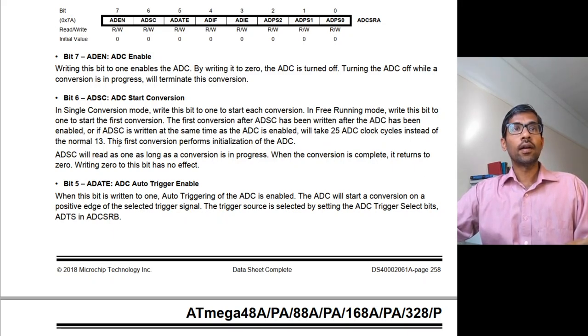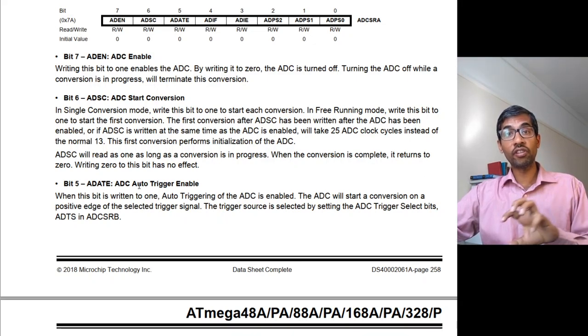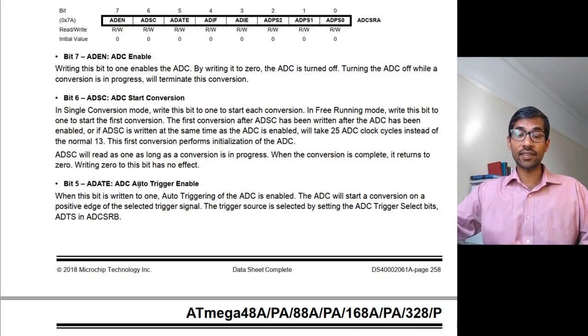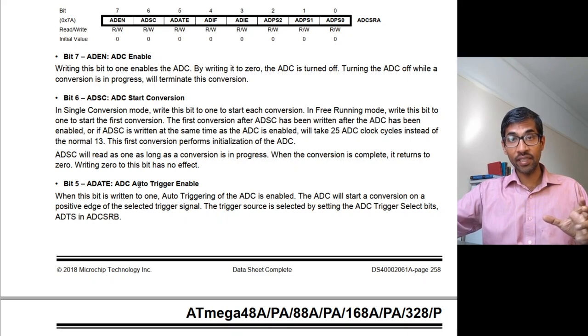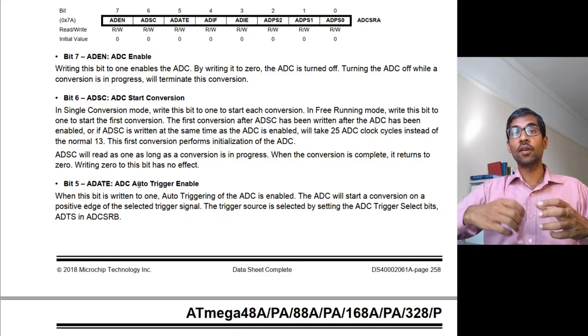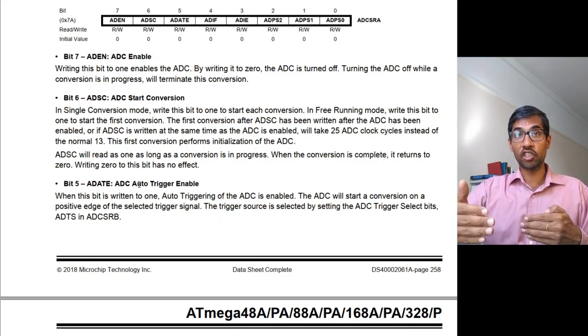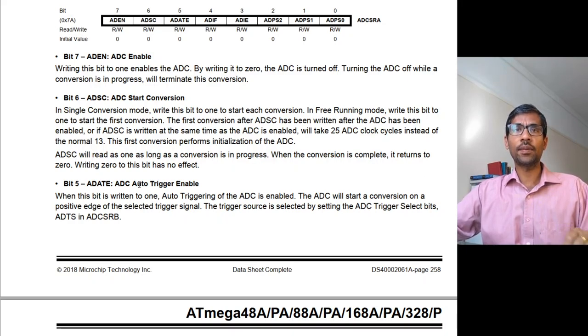Okay. ADATE is a bit that you use to enable auto triggering of the ADC, which means that some other module controls when the analog to digital conversion happens. And we'll talk about it in a moment again.